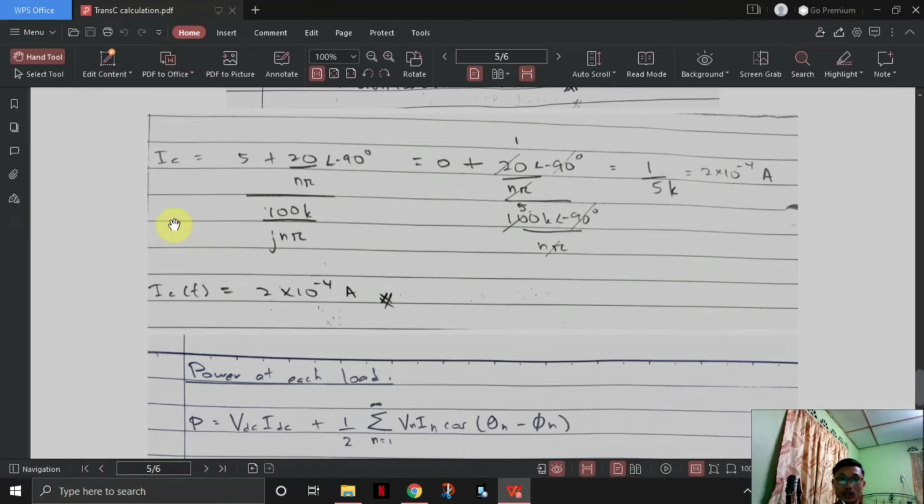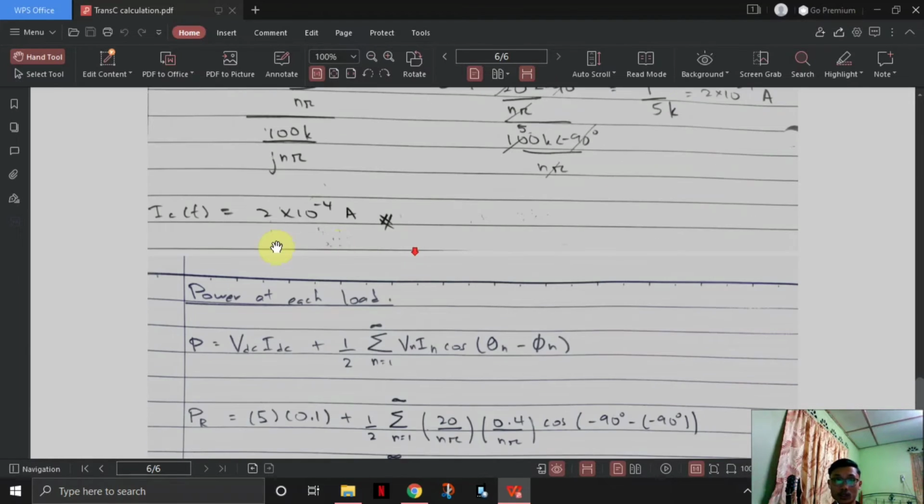So for IC, the current for the capacitor, the V is 5 plus 20 over n pi at negative 90 degrees. Z is equal to 100k minus j n pi. So after inputting the values and simplifying, we'll get 1 over 5k. Simplifying it, we'll get 2 times 10 to the negative 4 ampere. So the capacitor current is 2 times 10 to the negative 4 ampere, response with time.